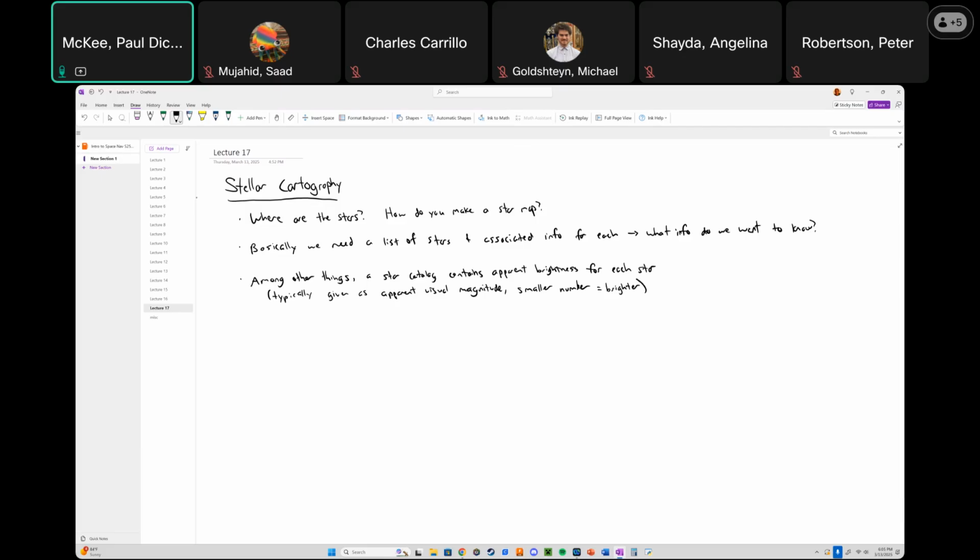Well, here, let's keep taking notes. Among other things, a star catalog contains apparent brightness for each star, as well as what are called astrometric parameters. Astrometric, star measuring. Astrometric parameters to deduce an inertial line of sight.